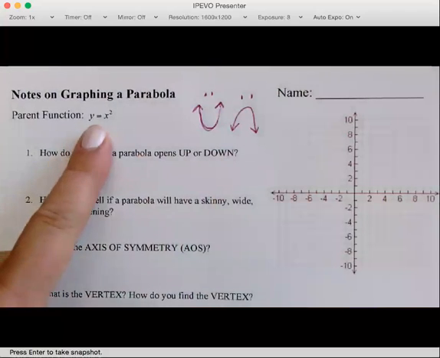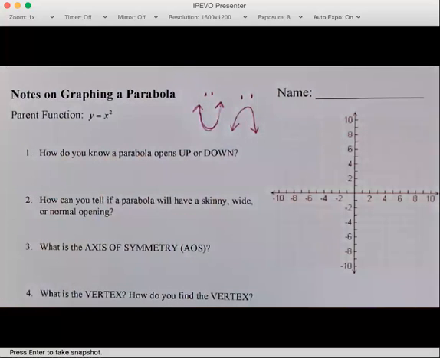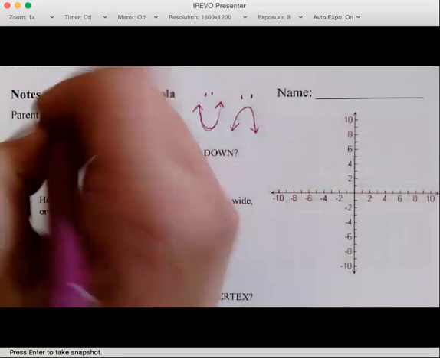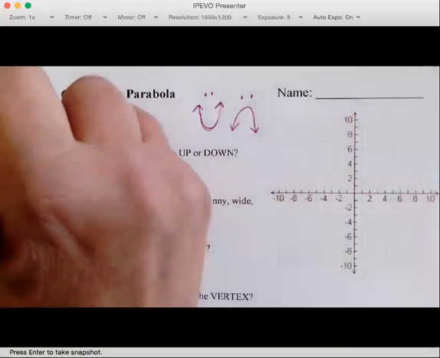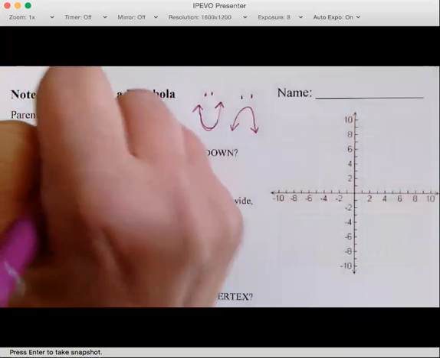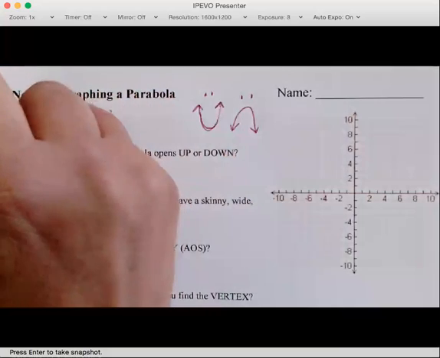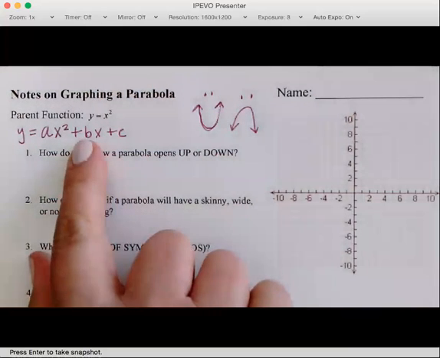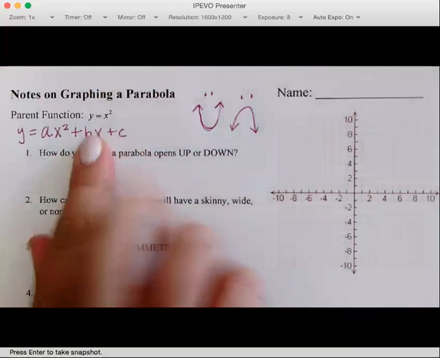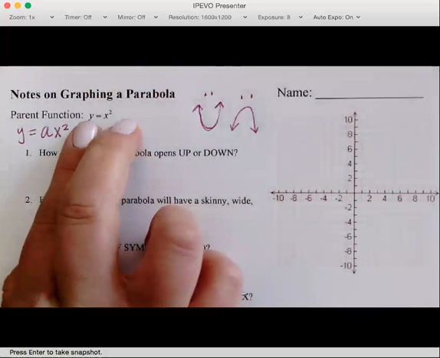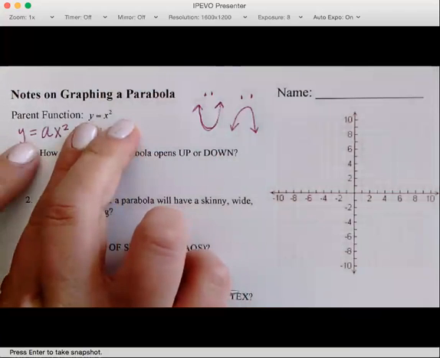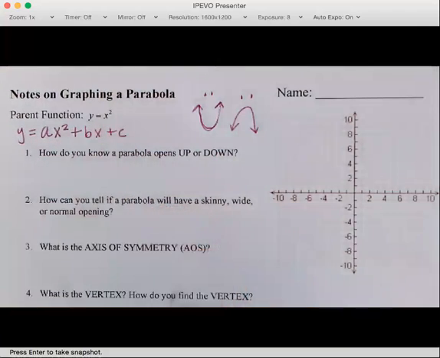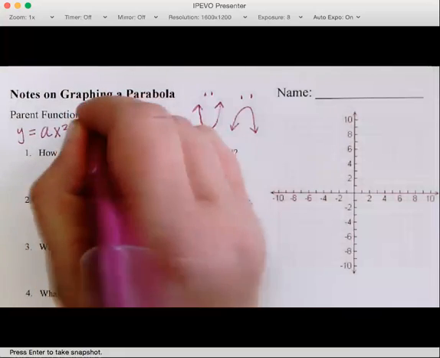But what I first want to do is talk to you about this thing called a parent function. A parent function is basically the most basic type of parabola. Because usually you're going to see a quadratic that looks like this, ax squared plus bx plus c. But if your b value is 0 and your c value is 0, you wouldn't have any of this stuff. So you would just end up with ax squared. And in a parent function, your a is 1.